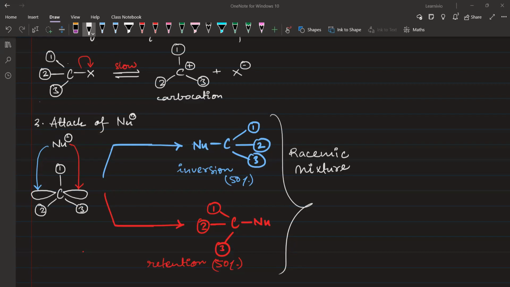Okay? When you're writing the properties, like the difference between SN1 and SN2, for SN1 you'll write that we get a racemic mixture in which 50% inversion and 50% retention products are there. That's it. Make sense? Yes. ठीक है. The detailing will come later on. अभी हम लोग properties पढ़ रहे हैं. ठीक है.